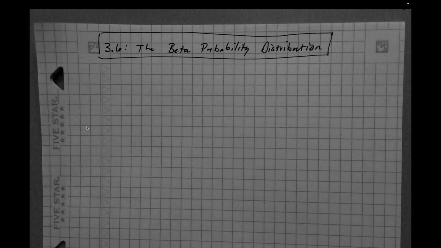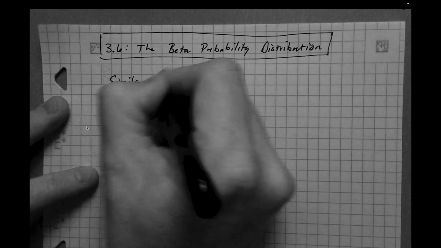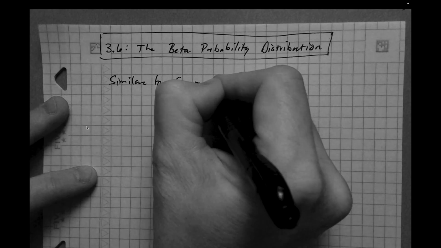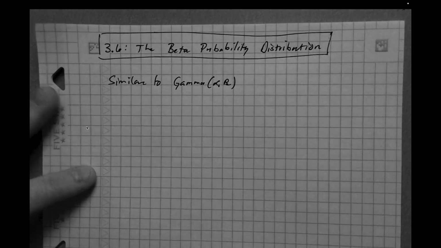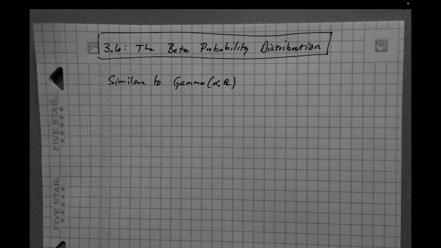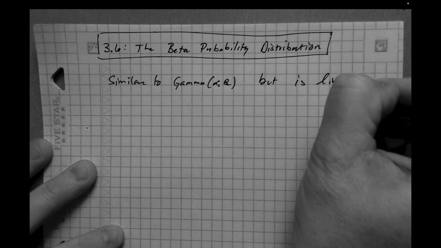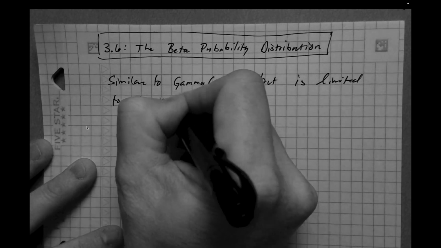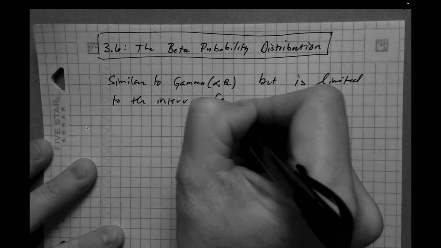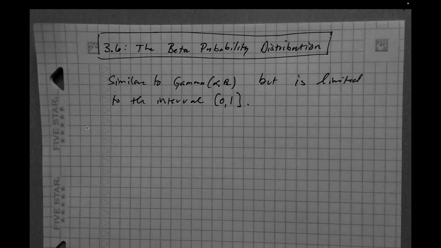So the beta distribution is kind of similar to the gamma distribution. The main difference here is that it's going to have a totally different PDF. It's defined differently, but functionally speaking, the big difference is that it's limited to the interval 0, 1, or open interval if you like, or closed interval can be done either way.